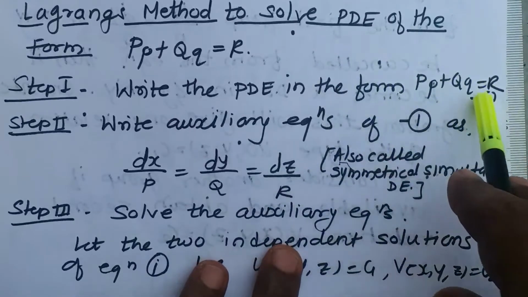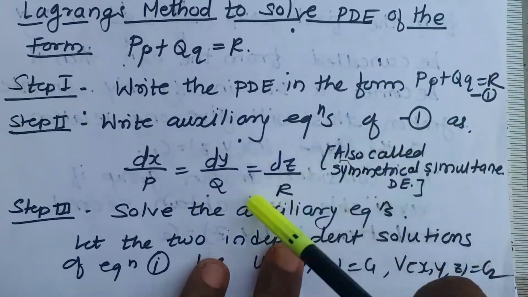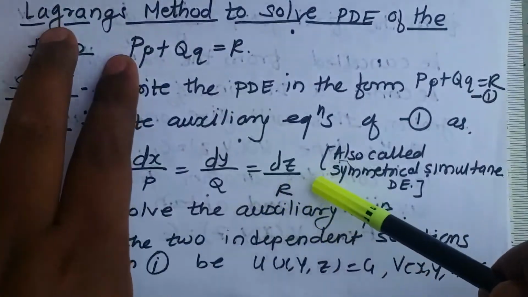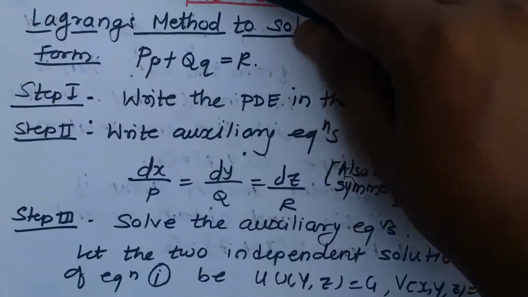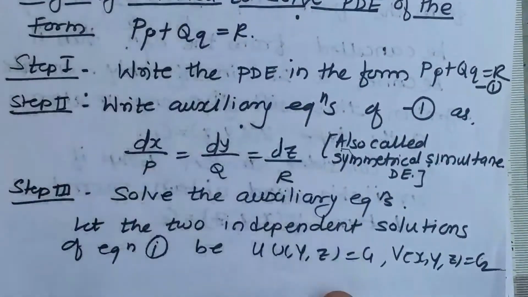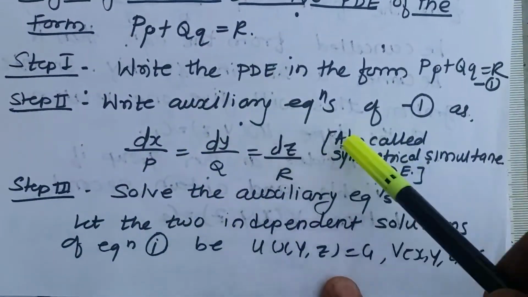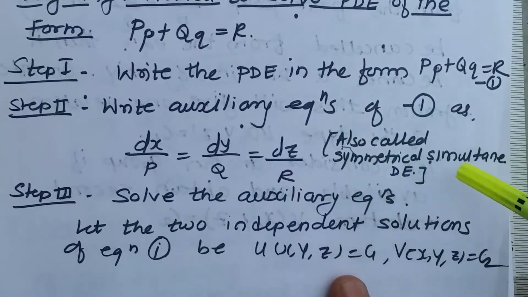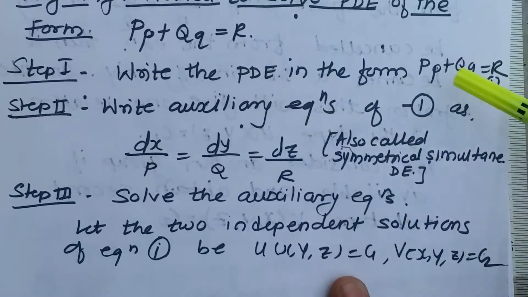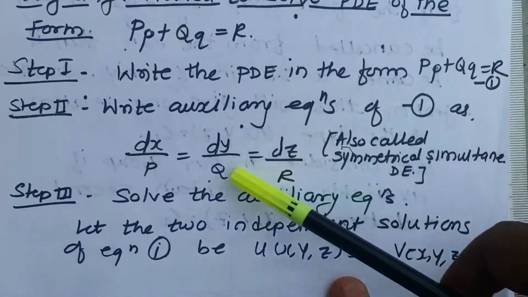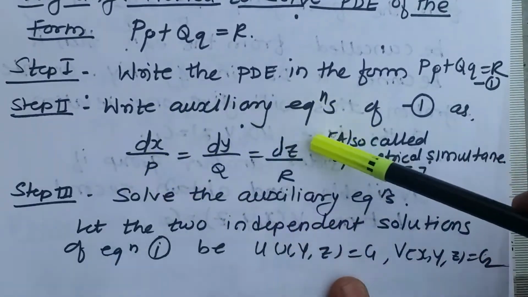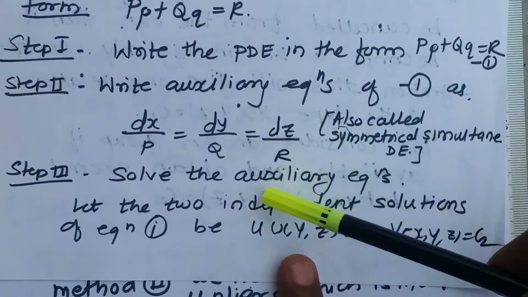Whatever equation 1 is, your given differential equation, its auxiliary equations are defined as dx by capital P equal to dy by capital Q equal to dz by capital R. These are the three ratios: dx by P, dy by Q, dz by R. This equation is also called a symmetrical simultaneous differential equation. Once we write the given equation in this form, you write the auxiliary equations from that. For that you need the values of P, Q, R. You place those values in the denominators of dx, dy, dz respectively, and you get the three equal ratios.